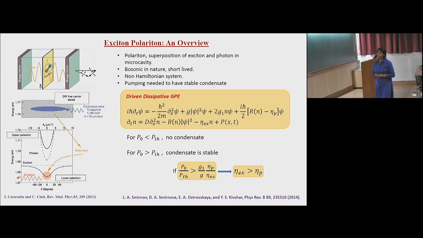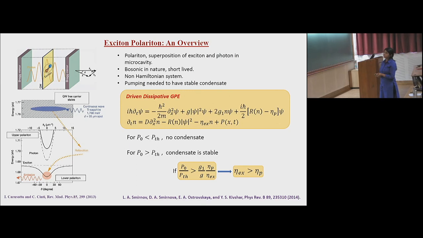Now, for our study, we are considering a spatially uniform pump, which is P0, and below a threshold. The threshold pump is defined when there is balance of gain and loss phenomena. Below the threshold pumping, there is no condensate formed. Above the threshold pumping, the condensate is formed, and it is stable if this condition is satisfied.